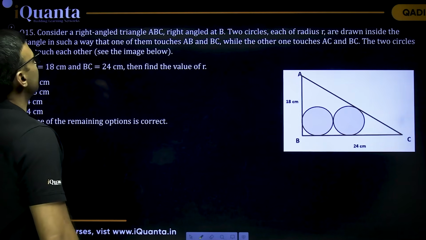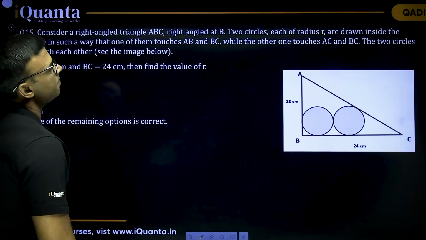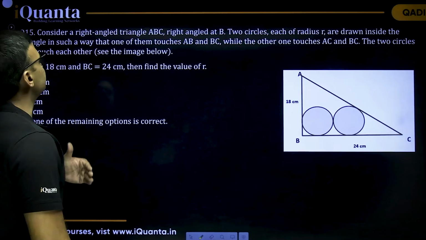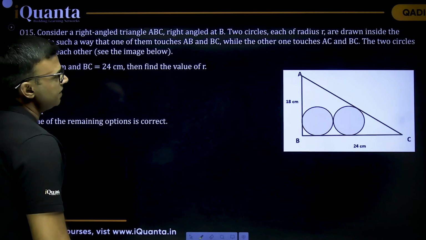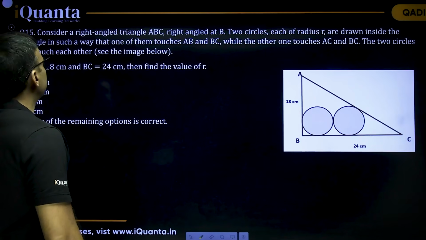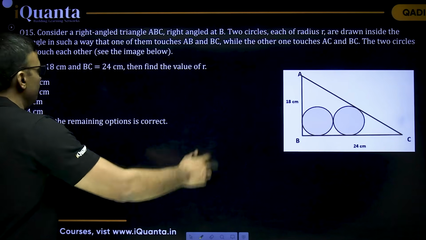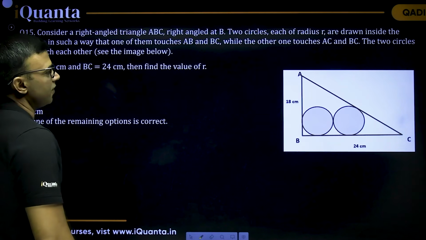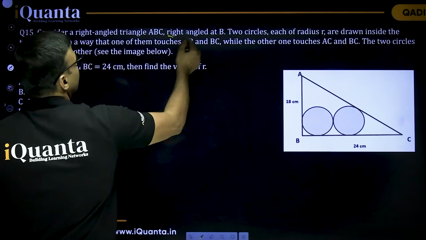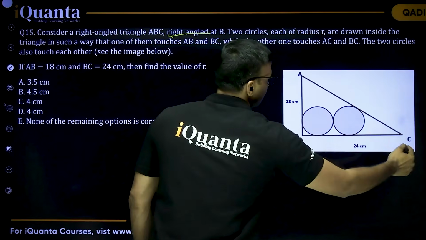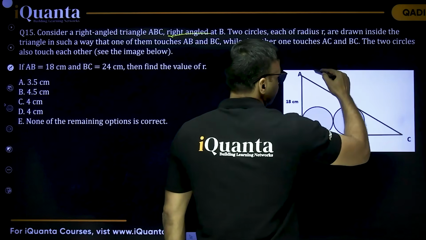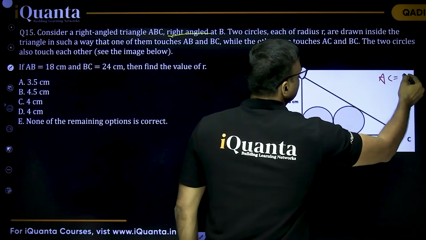Now this is one of the most beautiful questions. It says, consider a right angle triangle ABC, right angled at B. Two circles each of radius R are drawn inside the triangle in such a way that one of them touches AB and BC while the other one touches AC and BC. The two circles also touch each other. See the image below, that is the image. AB equal to 18, BC equal to 24. So first of all, if AB is 18, BC is 24 and it is a right angle triangle, then AC has to be 30, right?